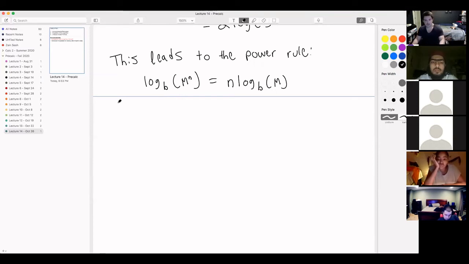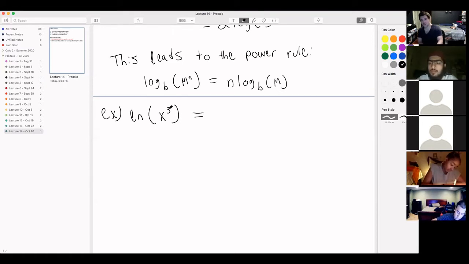All right, so we're going to do some examples. We will do natural log. So ln, remember that this is log base e. We'll do natural log of x to the third power.